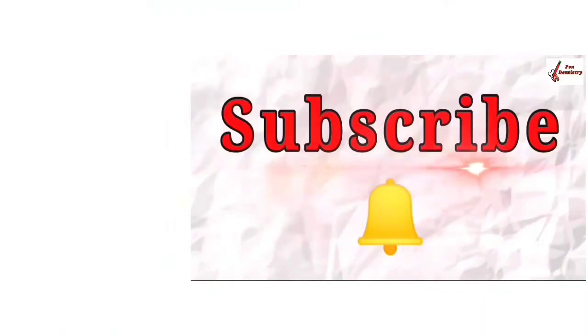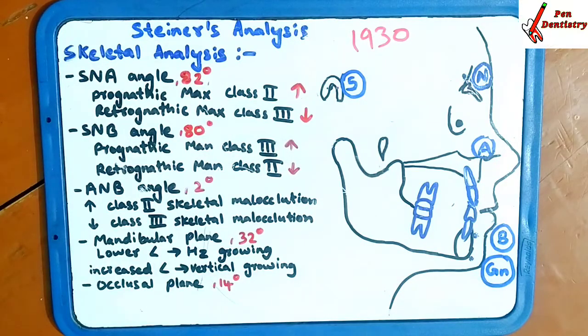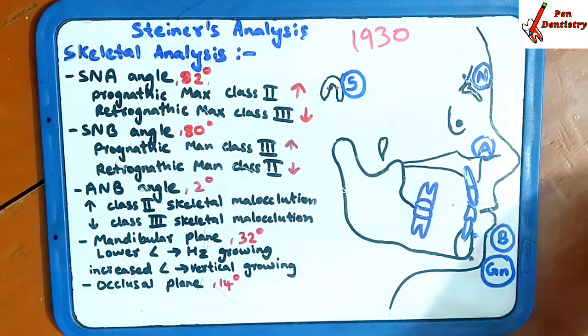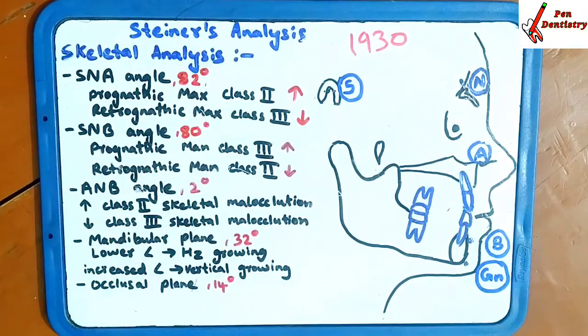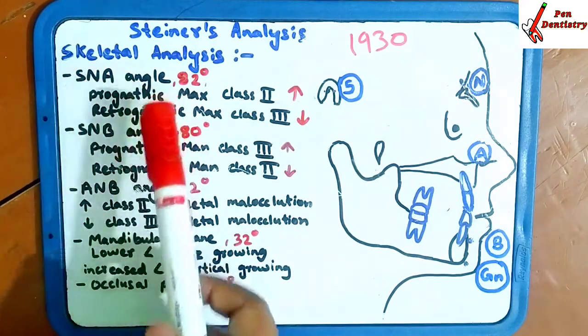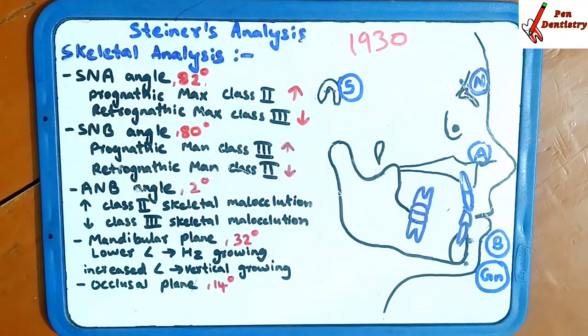Cephalometric analysis. Steiner gave the analysis on cephalometry in 1930. He has given the Steiner analysis in 1930. The first is skeletal analysis, as you can see here. The second one is dental analysis.